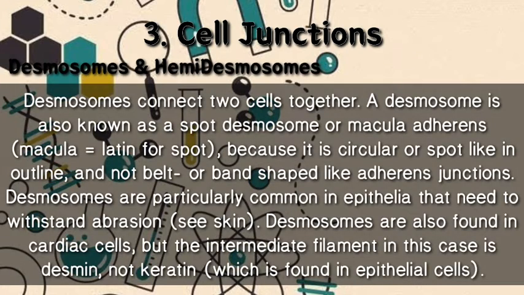Desmosomes and hemidesmosomes. Desmosomes connect two cells together. A desmosome is also known as a spot desmosome or macula adherens because it is circular or spot-like in outline and not belt or band-shaped like the adherens junctions. Desmosomes are particularly common in epithelia that need to withstand abrasion. Desmosomes are also found in cardiac cells, but the intermediate filament in that case is desmin and not keratin.